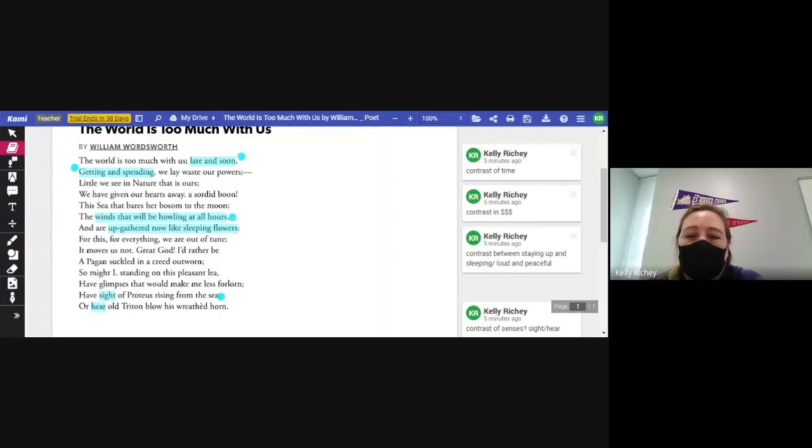So Taylor's put out two. There's getting and spending. That's a contrast in what you do with money. Sometimes you get money, sometimes you spend money. And then there's the contrast she talked about with the flowers. They're peacefully sleeping, but sometimes the winds are howling all the time. You can see that those two things are part of our world, right? Okay.